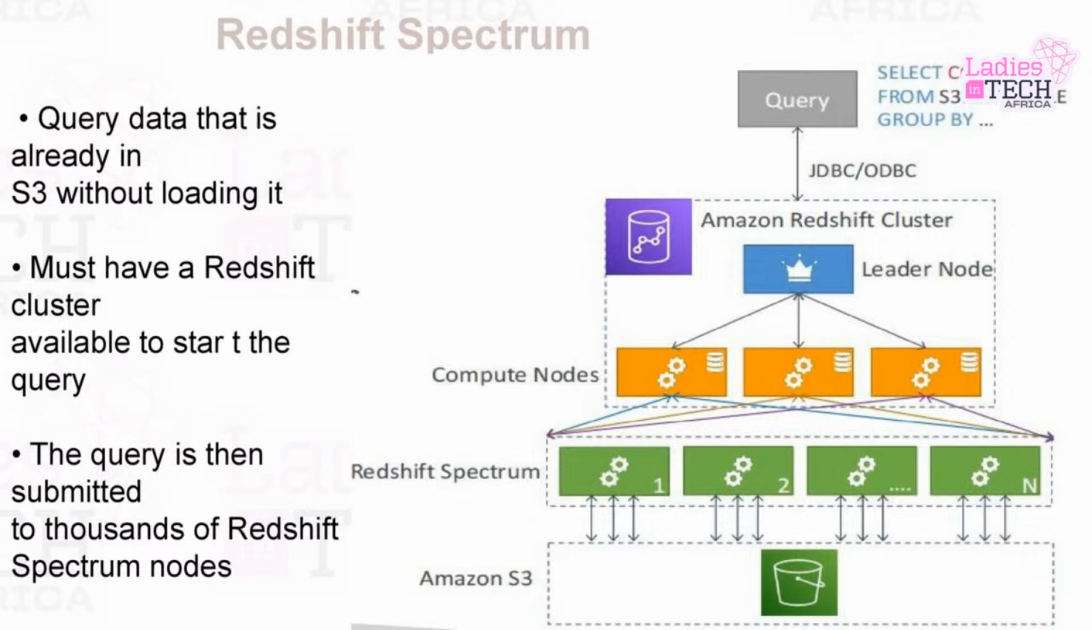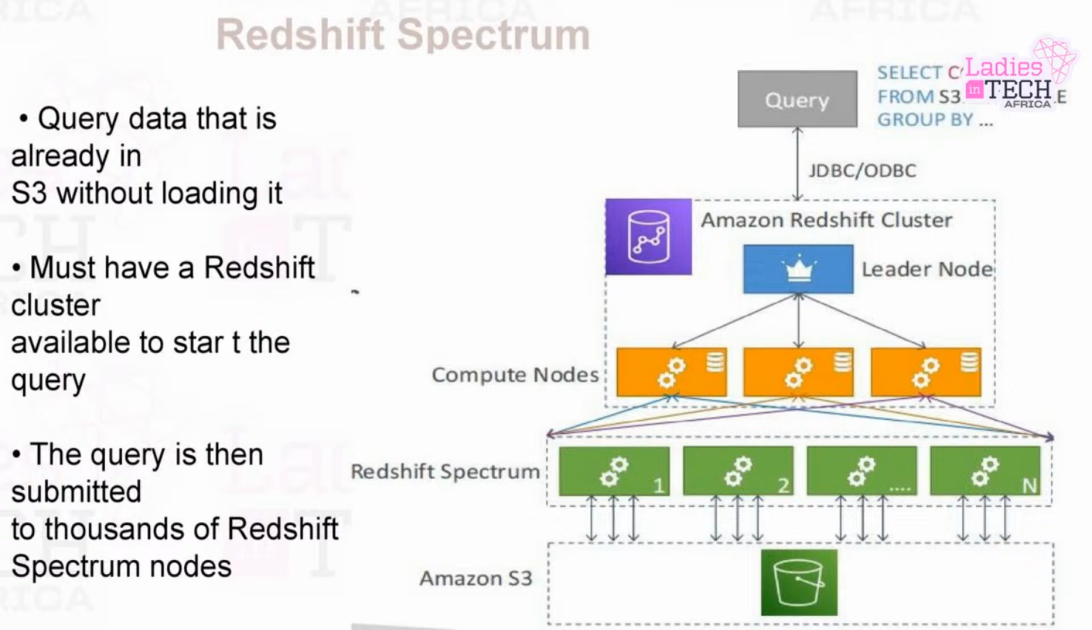So let me just explain the architectural diagram. Take note, I'm going to just tell us what we need to know about Redshift Spectrum. You can see the Redshift Spectrum nodes that are here, compute nodes rather. Data is already here in Amazon S3. You want to query this data through Amazon Redshift, leveraging Redshift Spectrum. You understand? But make sure the data is already in Amazon S3 buckets first. You must have a Redshift cluster available to start the query.